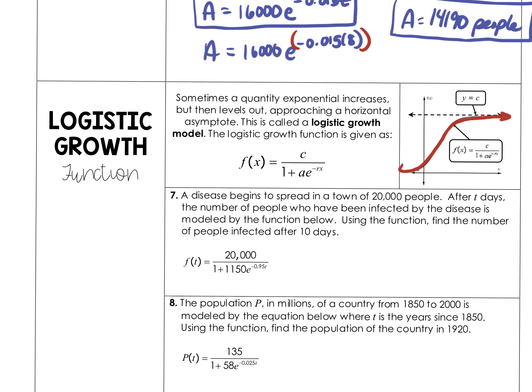So it says a disease begins to spread in a town of 20,000 people. After T days, the number of people who have been infected by the disease is modeled by the function below. Use the function to figure out the number of people infected after 10 days. So there's really nothing to this. We're just trying to find f of 10, but plugging it in can be somewhat challenging. So 20,000 over 1 plus 1150 E to the negative 0.95 times 10. You might want an extra set of parentheses here, especially if you're using Desmos. So go ahead, pause the video, try to put this in, see what you get, what I get.